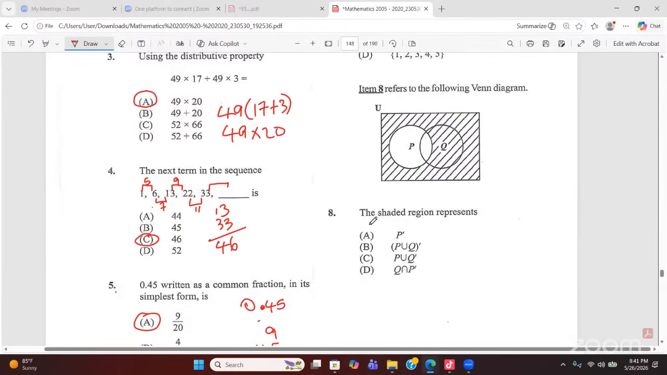Yeah, man, it's P complement. Everybody knows this. So everything outside of it. Everything outside of it.